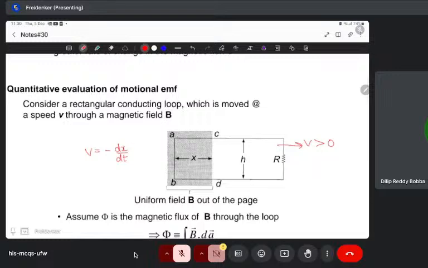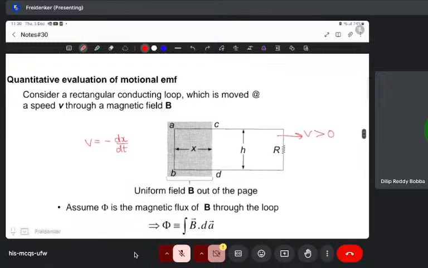So dx by dt is a negative number. If v is speed, v is positive, so v is minus dx by dt. This is the correct expression because x is decreasing over time. So dx by dt is a negative number, but v is a positive number, so v is minus dx by dt. If x was increasing, then you wouldn't have to write this minus, but here x is decreasing.